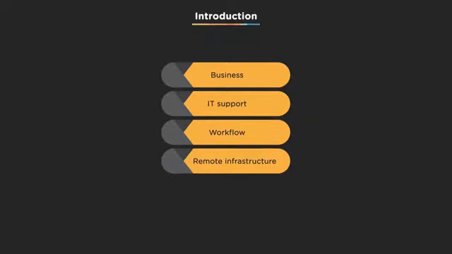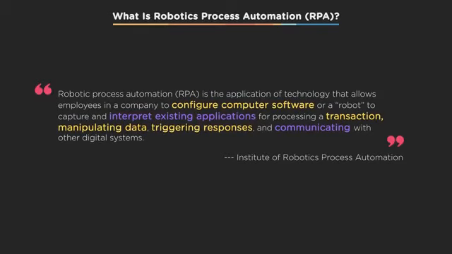The Institute for Robotic Process Automation and Artificial Intelligence defines robotic process as the application of technology that allows employees in a company to configure computer software or a robot to capture and interpret existing applications for processing a transaction, manipulating data, triggering responses, and communicating with other digital systems.